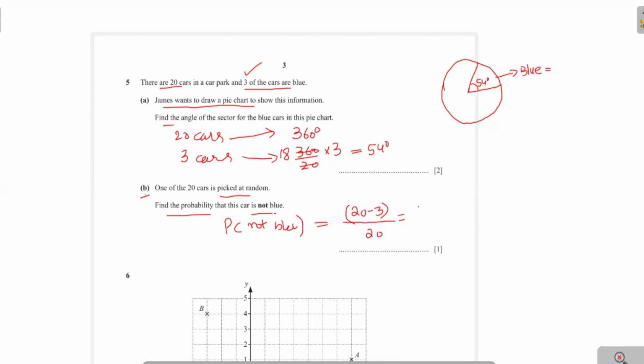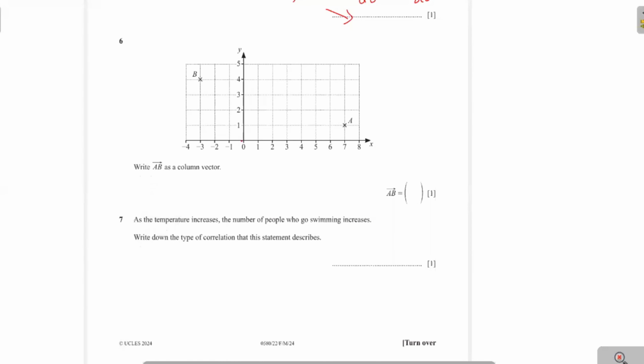Therefore, we can write 17 over 20 is the answer. Question number 6, write AB as a column vector. The AB vector will be equal to OB minus OA. You see here, this is position vector OB. If we move left 3 units and 4 units upward, therefore minus 3, 4 is the position vector.